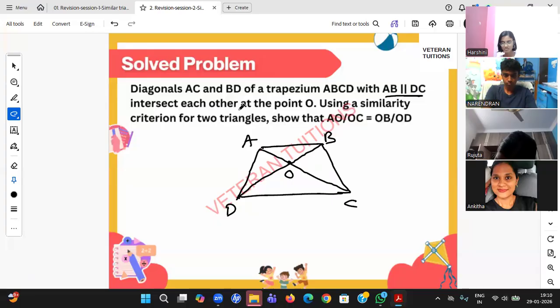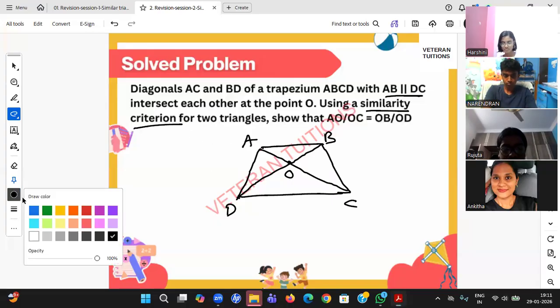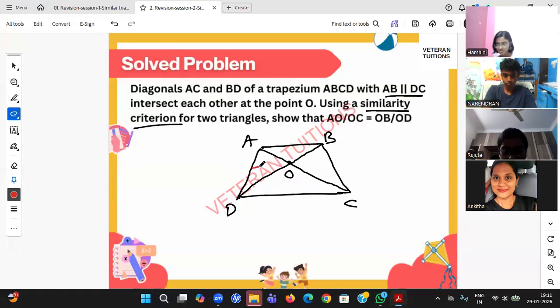Use the similarity criteria. Students, he is asking for the similarity criteria, so there is no requirement to draw the parallel line. You see, same question, three types of it. If at all he is asking to use BPT, then you should draw the parallel line. Why? Because you want a triangle, you want a parallel line. So here he is asking for similarity, not BPT, so don't use it.